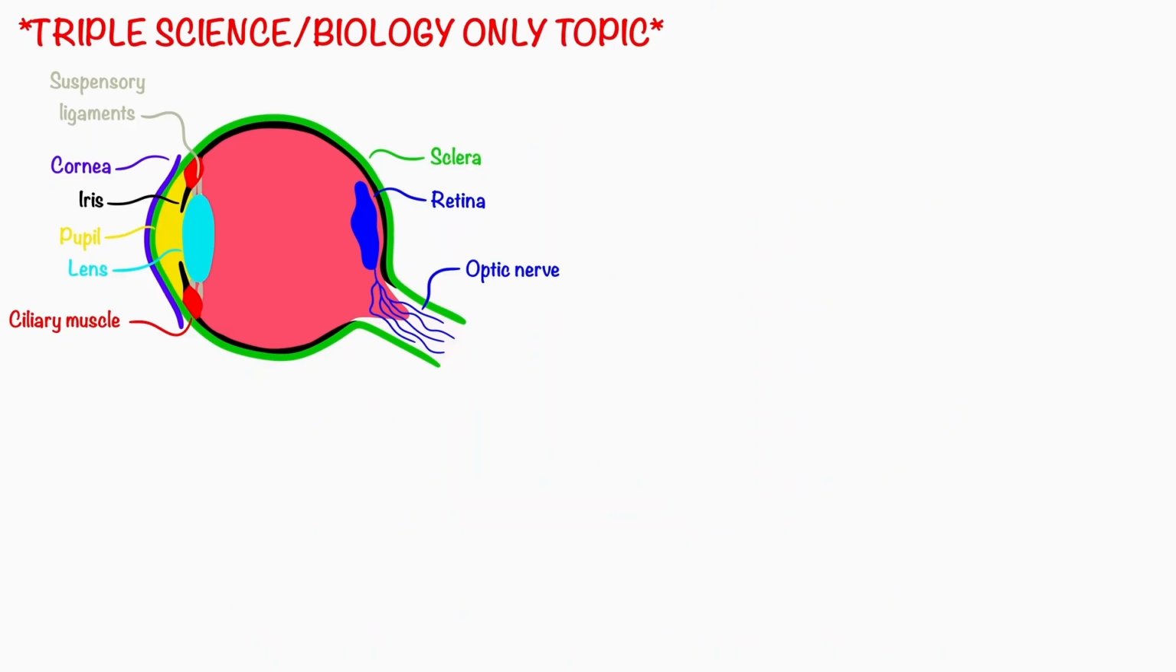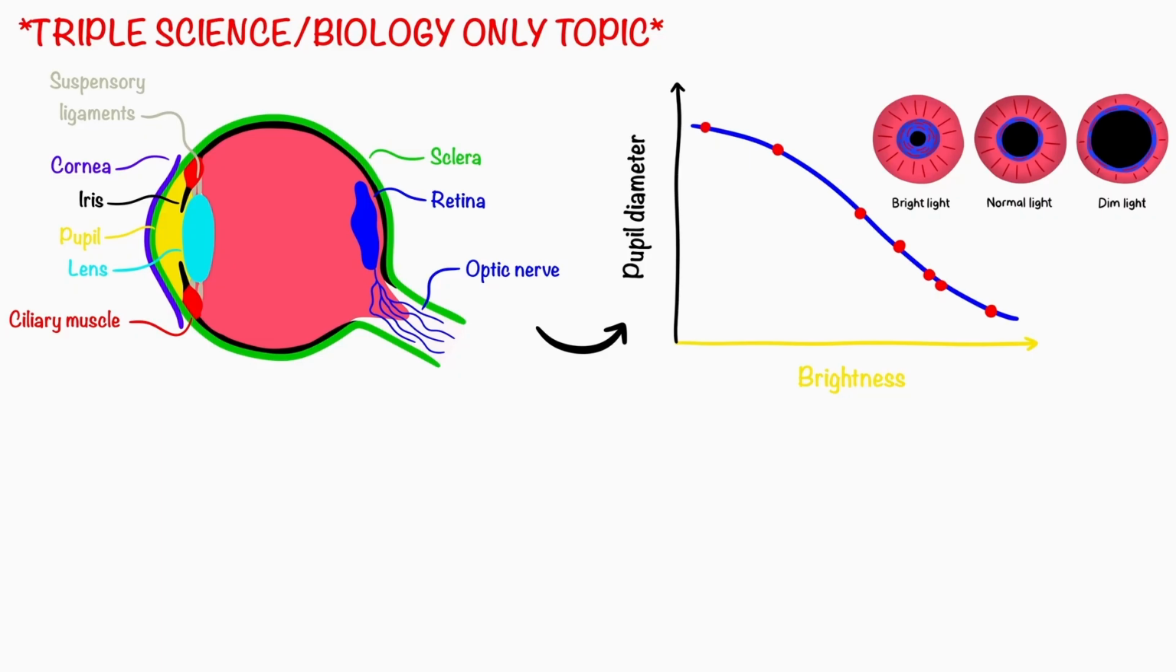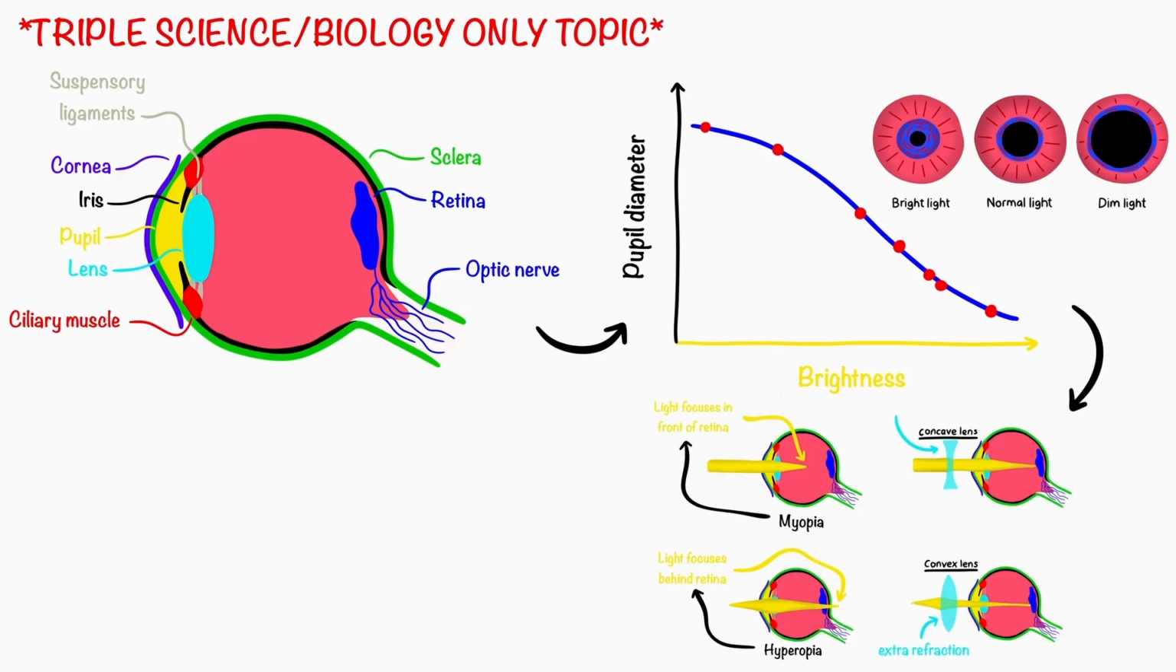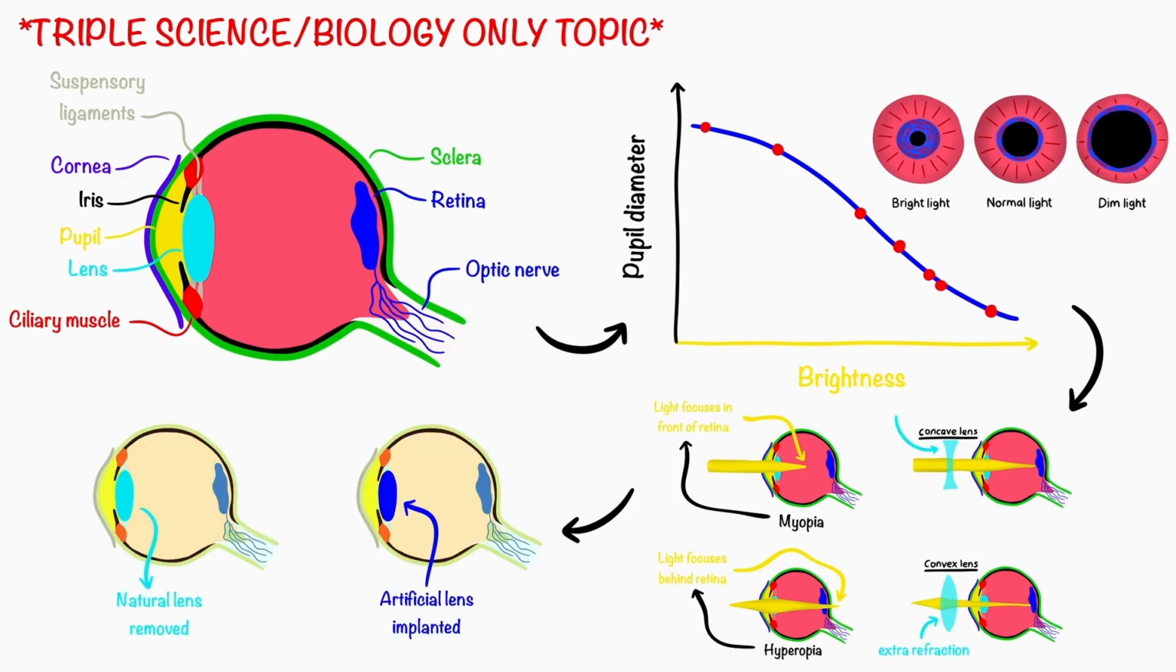Let's begin by going over exactly what we'll cover in this video. First, we'll examine the structure of the eye and the function of its various parts. Next, we'll look at how the iris reflex works to protect our eyes in different lighting conditions. Then we'll explore the process of accommodation, how our eyes focus on both near and distant objects. Finally, we'll discuss common vision defects and the ways they can be corrected.